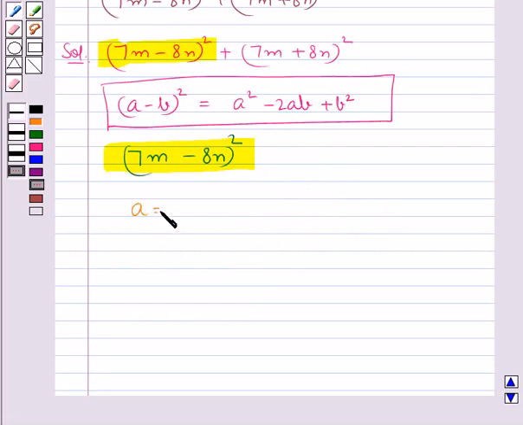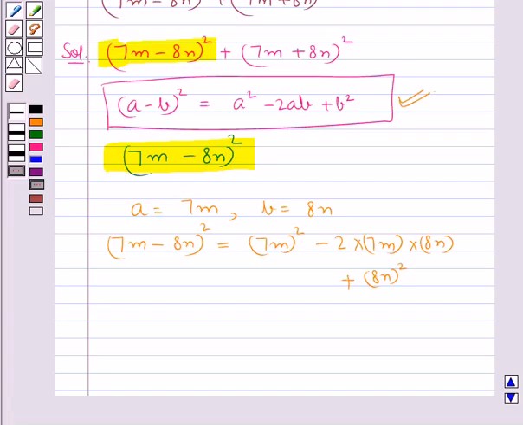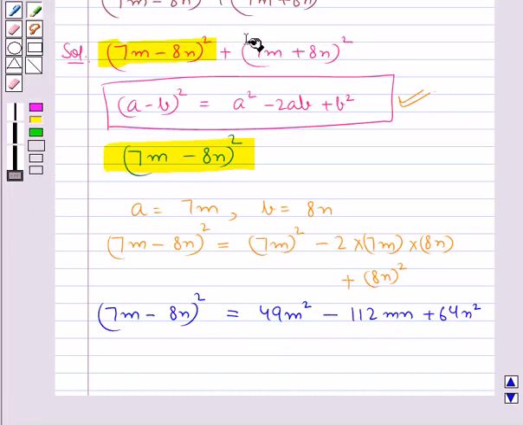Now in this case, a is equal to 7m and b is equal to 8n. Now substituting these values in the given identity, we have (7m minus 8n) the whole square is equal to (7m) the whole square minus 2 multiplied by 7m multiplied by 8n plus (8n) the whole square. And so this is further equal to 49m square minus 112mn plus 64n square. So (7m minus 8n) the whole square is equal to 49m square minus 112mn plus 64n square. Now we shall find the value for the next expression.